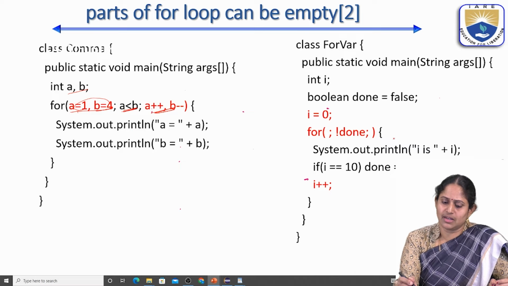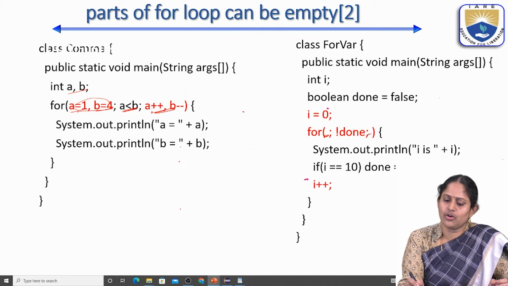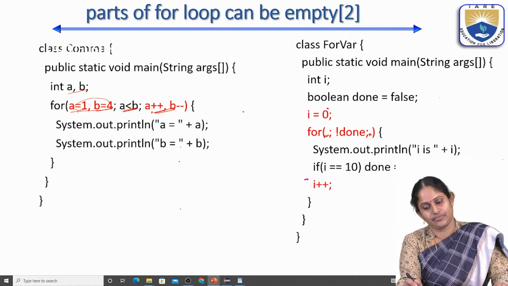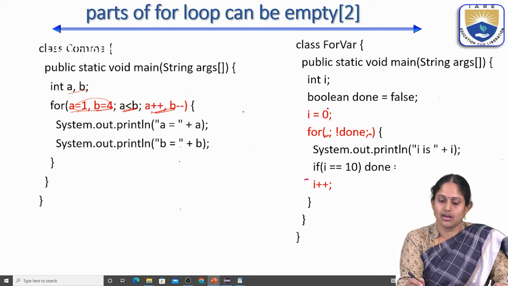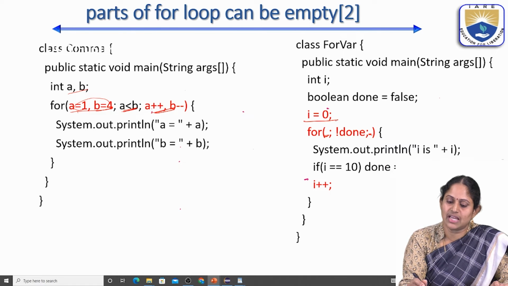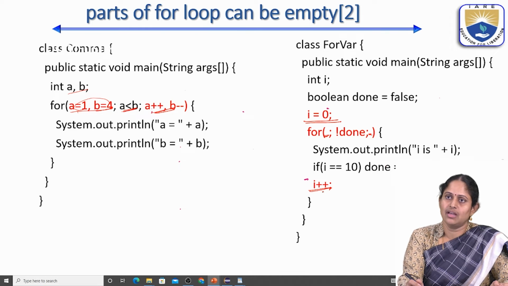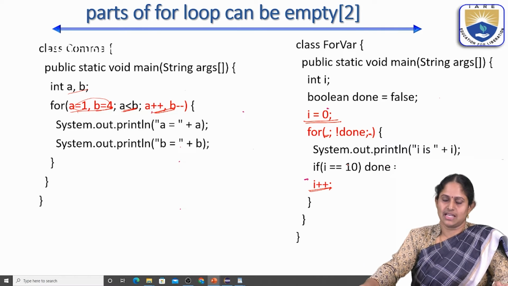You can also have the for loop without the initialization and the increment part inside the for statement, keeping them outside the for loop body. Here we have the initialization done here and the increment part done over here. So let's look into the example.